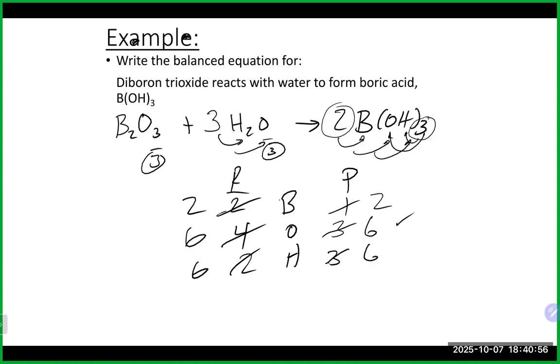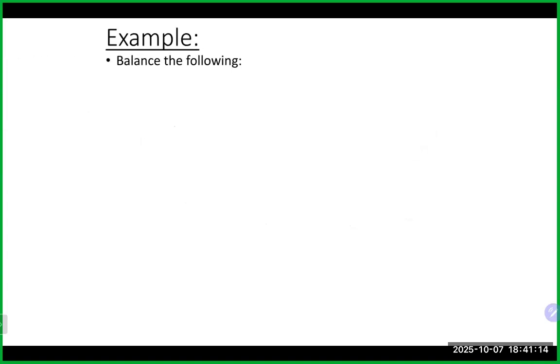So again, as you can see, if you got multiple sort of elements, same element in different things on one side, you may want to kind of save it for the end and kind of just take care of everything up to that point. Any questions on that one there? All right, a few more here to finish it out with here on our balancing. Let's balance up this guy.